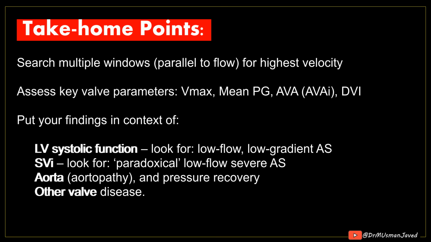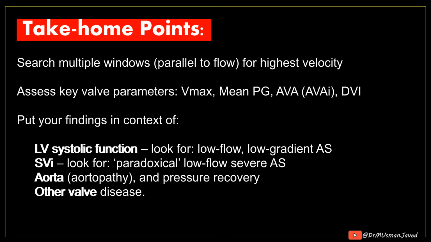And it's important to put these findings in the context of the overall echo and the patient. So if your LV systolic function is reduced, don't forget to look and think about low flow, low gradient aortic stenosis. If you have a low stroke volume index for the body surface area, think about paradoxical low flow severe aortic stenosis, where your aortic valve area suggests severe AS, but your gradients or flow are not meeting that cutoff. It's important to look at the aorta diameter for aortopathy, which has its own set of surgical indications, as well as the phenomenon of pressure recovery, which we touched on today.